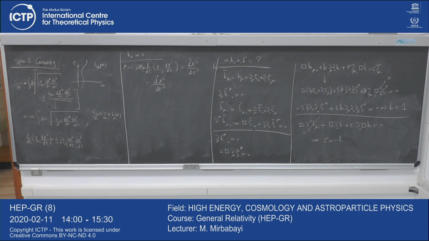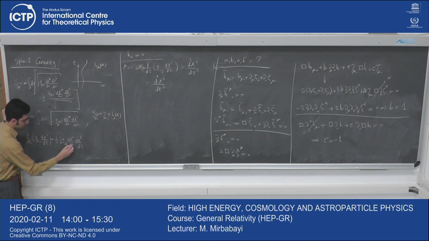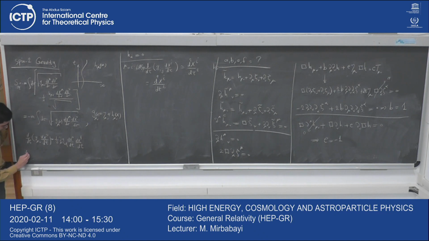Something that I forgot to mention is that this τ that appears here should be τ tilde, where τ tilde is defined in terms of the metric g_{μν}. So τ tilde squared is minus g_{μν} dx^μ dx^ν.